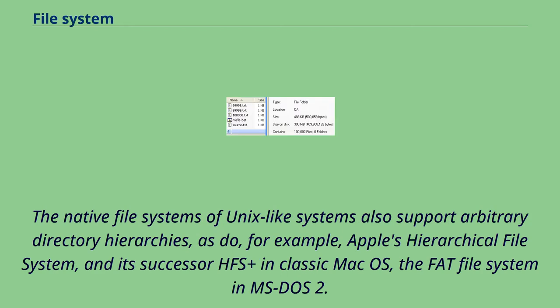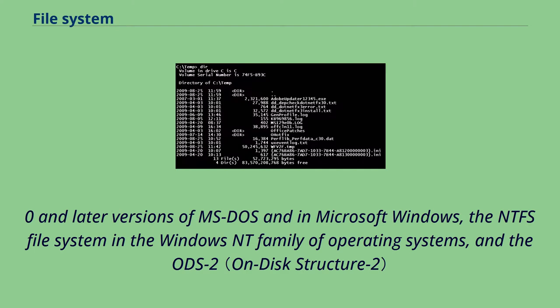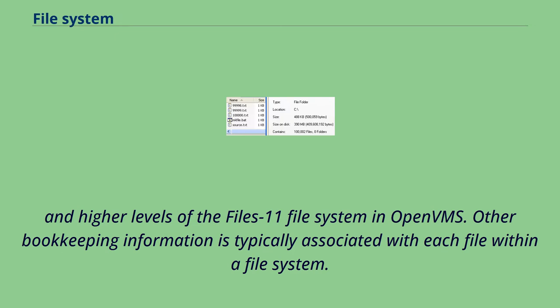The native file systems of Unix-like systems also support arbitrary directory hierarchies, as do, for example, Apple's Hierarchical File System, and its successor HFS Plus in classic Mac OS, the FAT file system in MS-DOS 2.0 and later versions of MS-DOS, and in Microsoft Windows, the NTFS file system in the Windows NT family of operating systems, and the ODS-2 and higher levels of the Files-11 file system in OpenVMS.